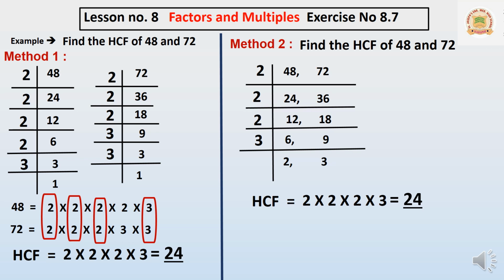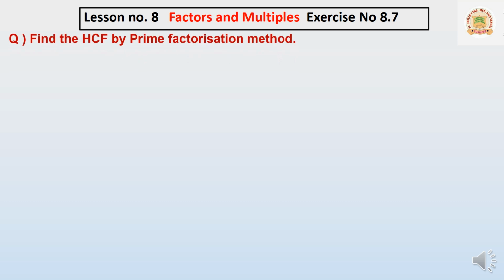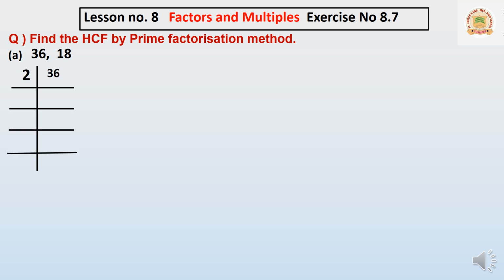Okay. Let us do the exercise, children, by doing question number 1. Find the HCF by prime factorization method. 36 and 18 are the given numbers. We have to find the HCF for both numbers, which will divide these numbers completely. So first we will divide 36. 2 18s are 36, 2 9s are 18, 3 3s are 9, 3 1s are 3.